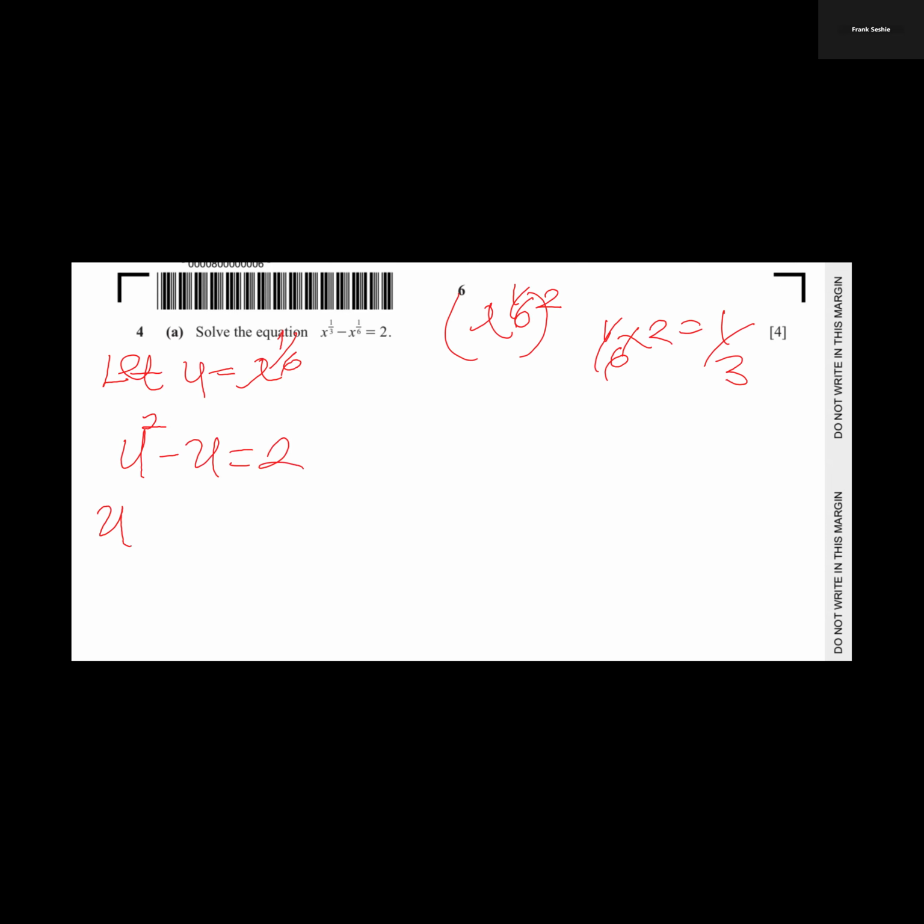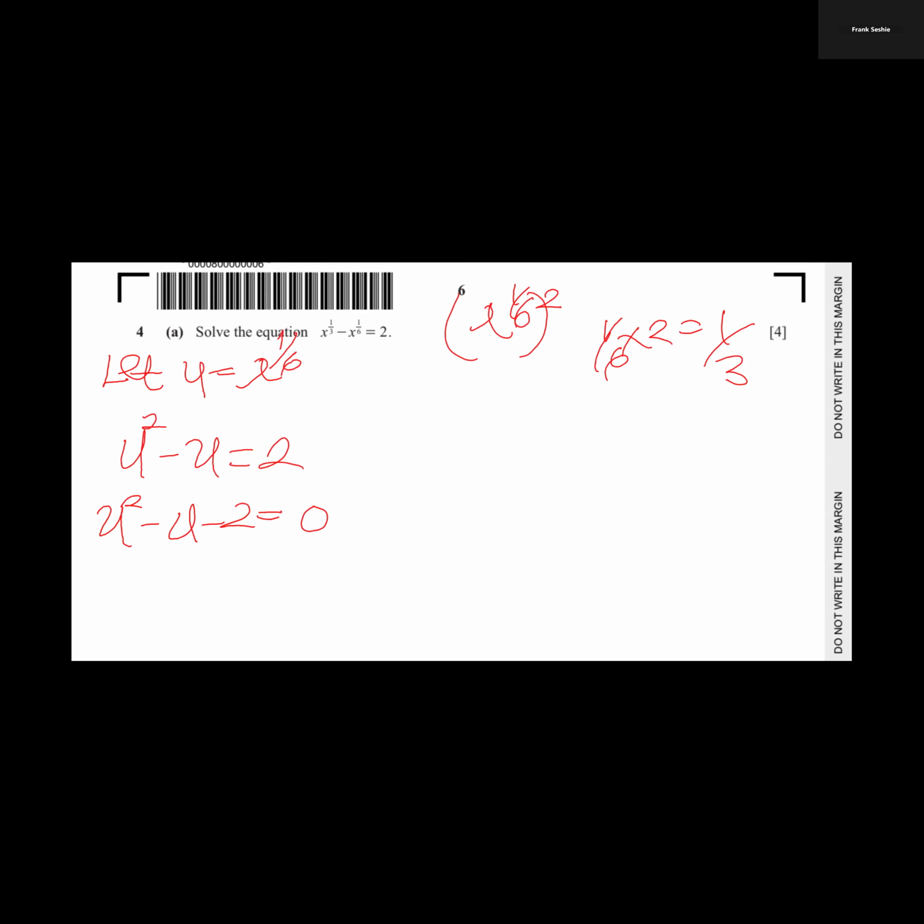We are solving the equation x exponent 1/3 minus that. So you can let u be x exponent 1/6. Then don't forget that if you have exponent 1/6, if you square this, you're going to get 1/6 times 2, which is 1/3. So it means that if u is x to the 1/6, then x to the 1/3 is u squared. So we can say u squared minus u equals 2. So u squared minus u minus 2 equals 0.